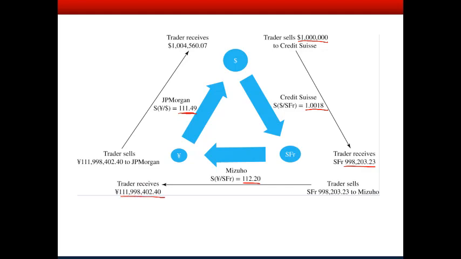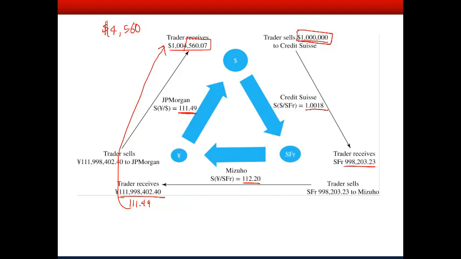Now take your yen back to what we'll call the market price here of 111.49 and convert them back into dollars. So you divide the about 112 million yen by the yen per dollar price of 111.49, and that gets you $1.004 million, or $1,004,560. So see how the profit pans out there. You started with $1 million, you end up with $1,004,560. Your arbitrage profit in this case is $4,560.